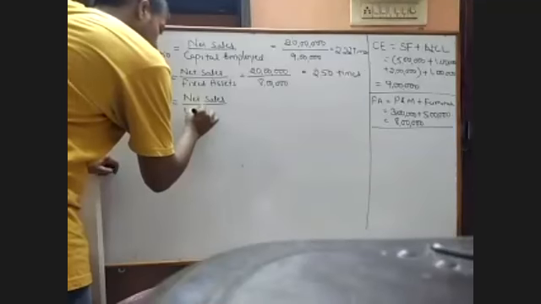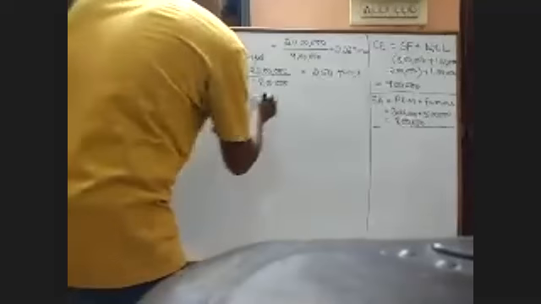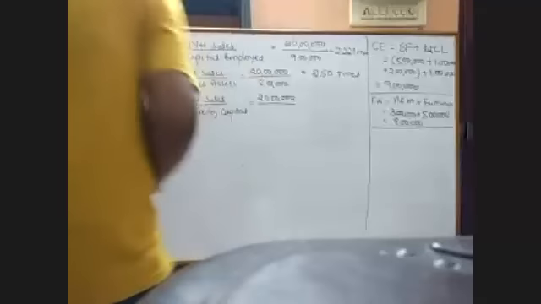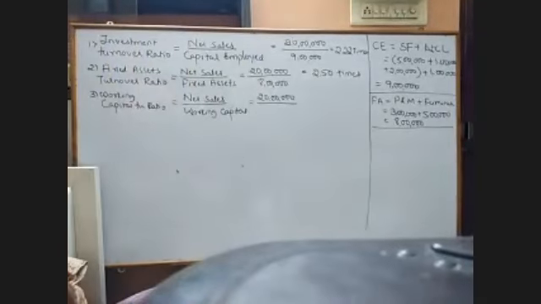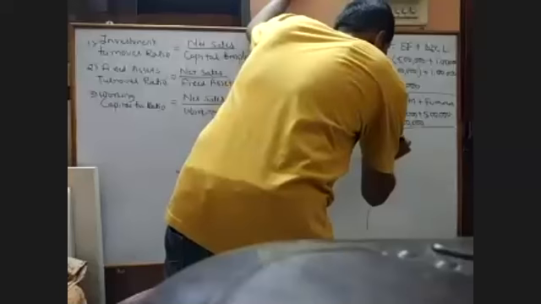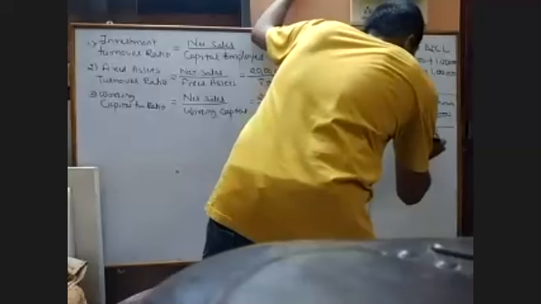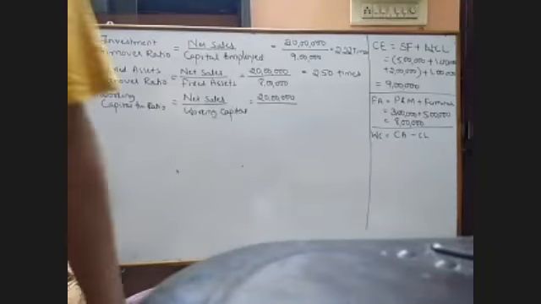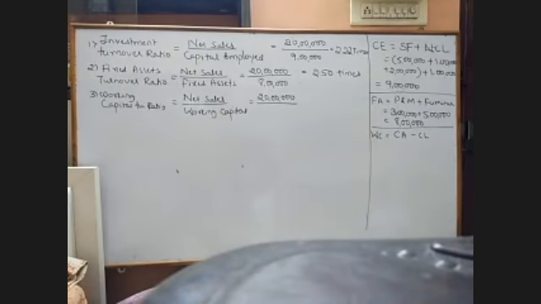net sales divided by working capital. What is net sales? 20 lakhs. Whether working capital is given in the problem? No, sir. Working capital is equal to current assets minus current liabilities.